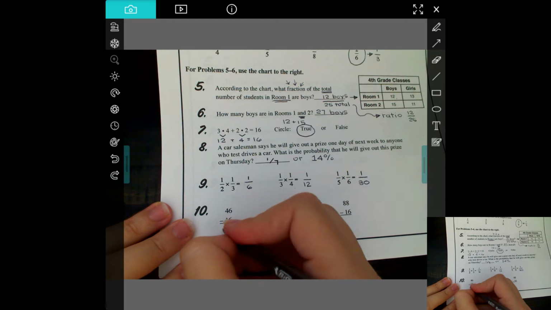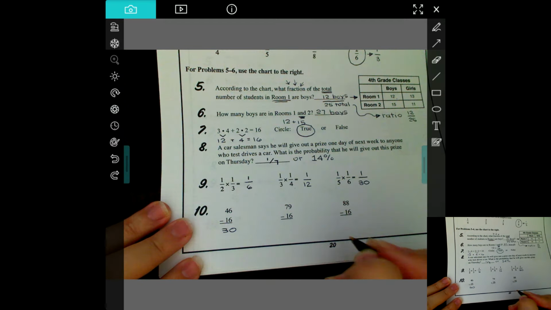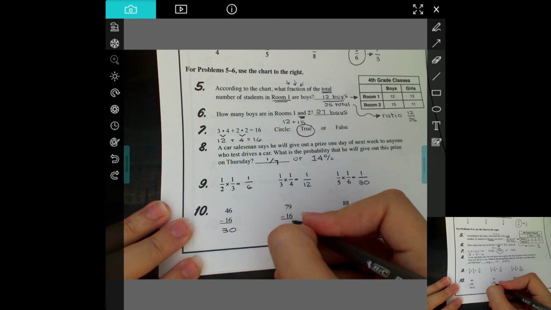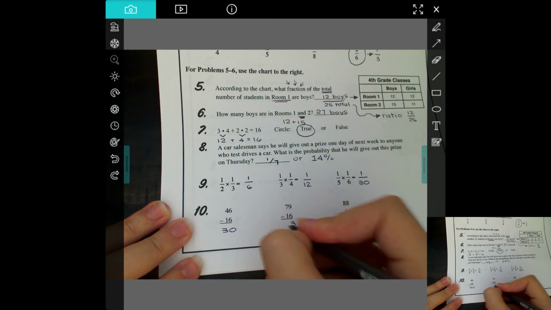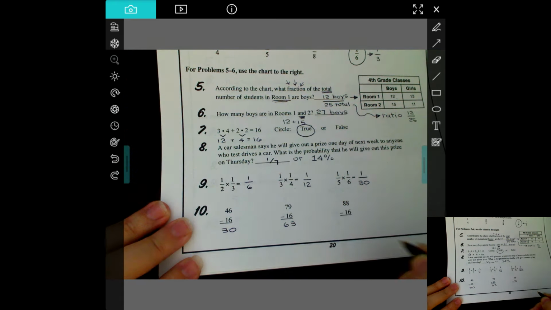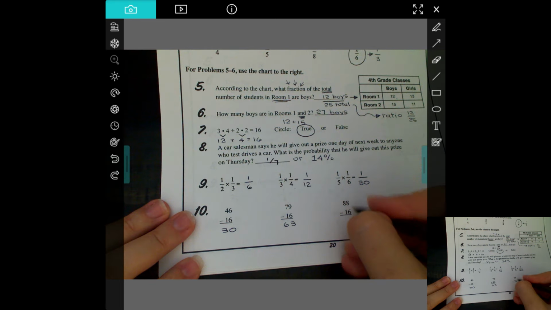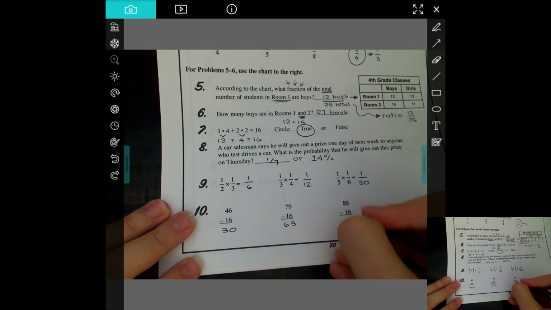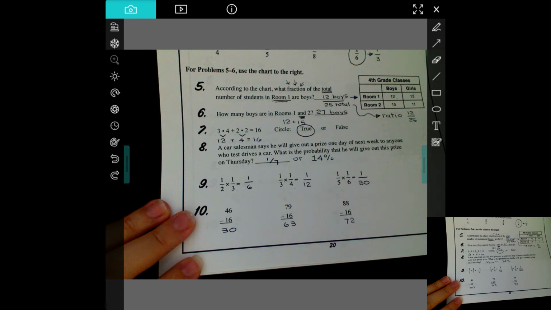46 minus 16 is 30. 79 minus 16, 9 minus 6 is 3. 7 minus 1 is 6, so we have 63. And 8 minus 6 here is 2, and 8 minus 1 is 7, so 88 minus 16 is 72.